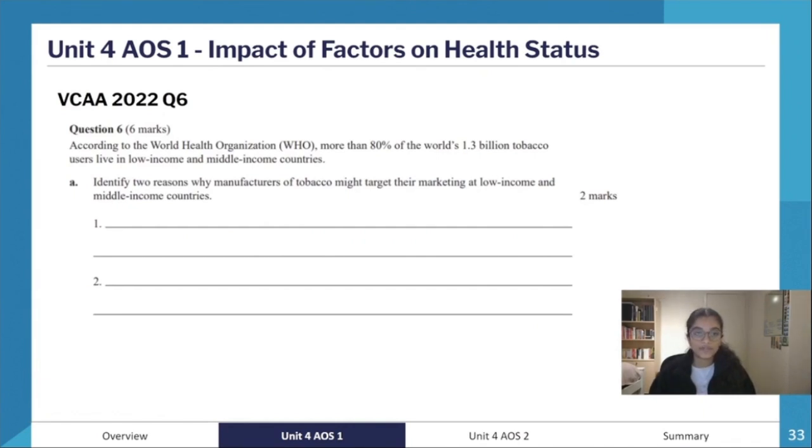So we've got a question from last year's paper. According to the WHO, more than 80% of the world's 1.3 billion tobacco users live in low and middle-income countries. What are 2 reasons you need to identify why manufacturers of tobacco might be marketing at low and middle-income countries? I'm going to give you a minute to just think about that.